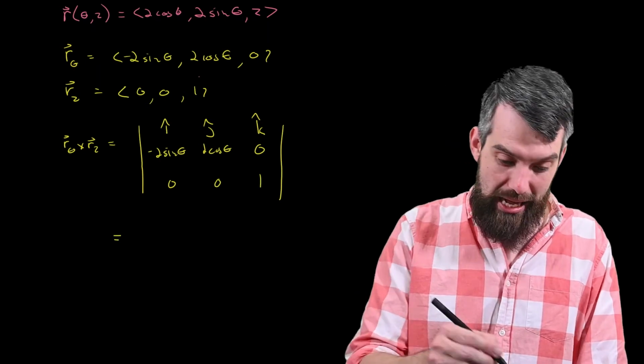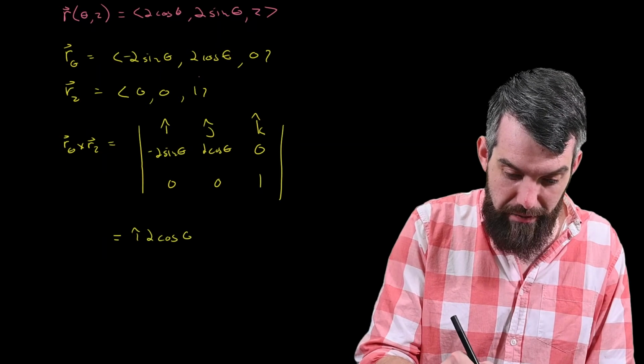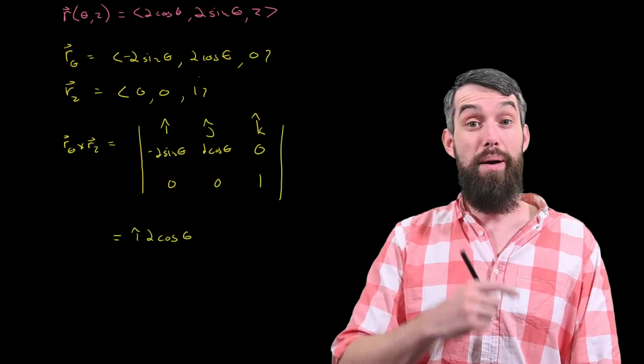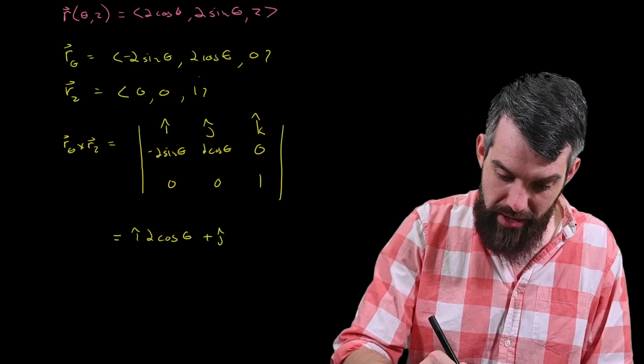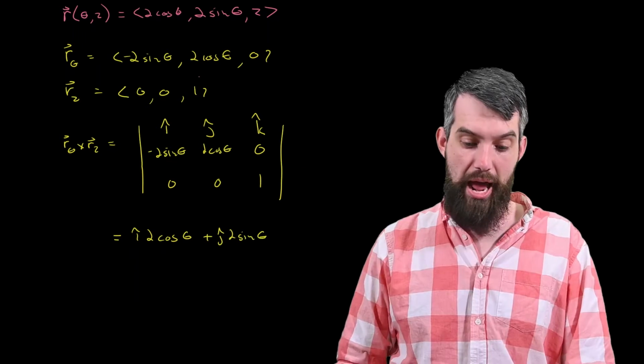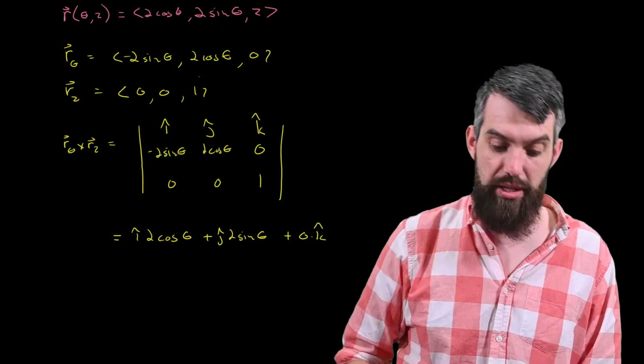So what do we get? There's going to be an i hat component, and that's going to be multiplied by 2 cosine of theta. There's going to be a minus j hat, which is going to have another minus sign, so it's going to be a plus j hat, and then 2 sine of theta. And then no k hat. Maybe I'll just put it explicitly 0 times k hat, just so it's clear.